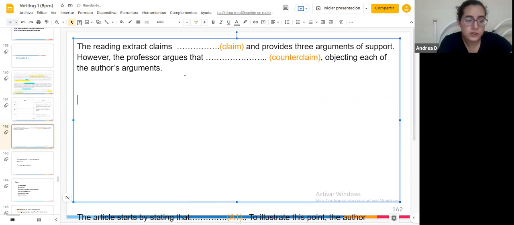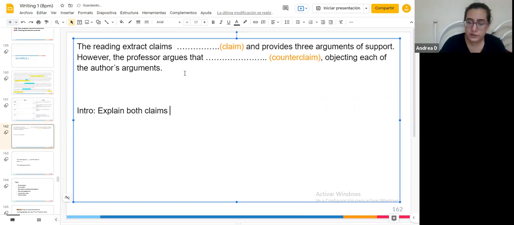In the introduction, the 2 basic things that you need to do are to explain both claims, the professor's and the author's point of view on the topic. That's the basic thing, but of course you can do more. So let's talk about what you can do. First, let's try to explain both claims. Here's a basic template on how to do it.